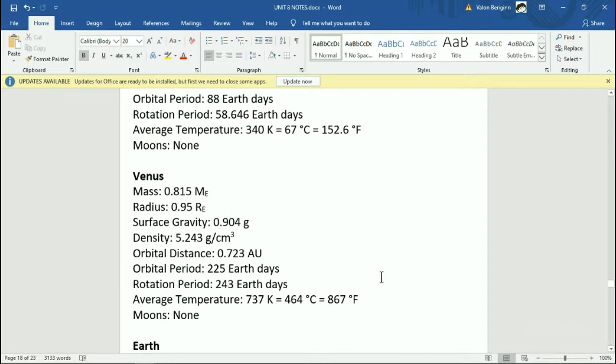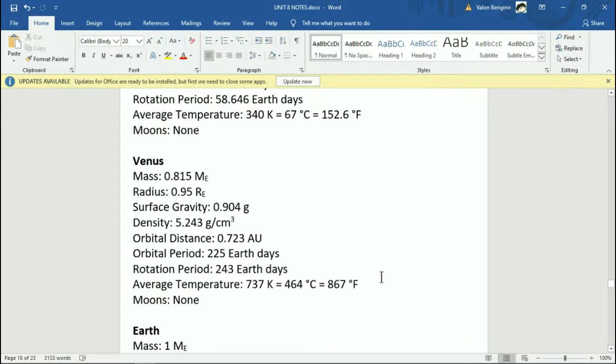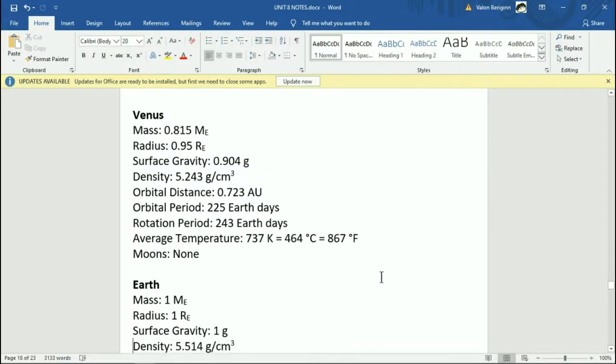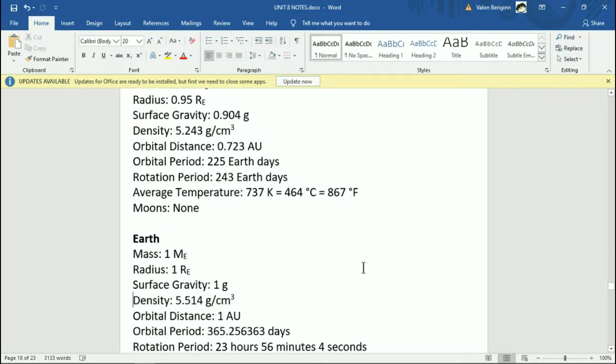All right, Earth. These numbers are going to be kind of boring. What's the mass of the Earth? Oh, it's 1 times the mass of the Earth. What's the radius of the Earth? Oh, 1 times the radius of the Earth. Surface gravity, 1g. Density, okay, that's an actual number. Earth is actually the most dense planet, which is kind of interesting. It's very close to Mercury, right? Earth is 5.5, Mercury was 5.4, but Earth is actually the most dense.